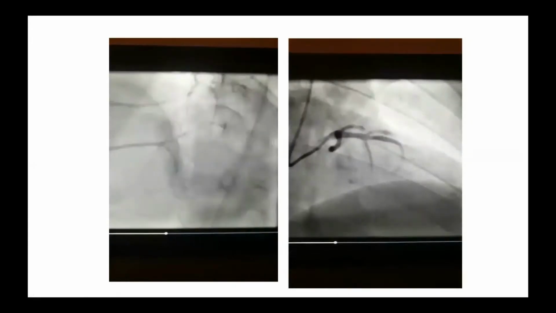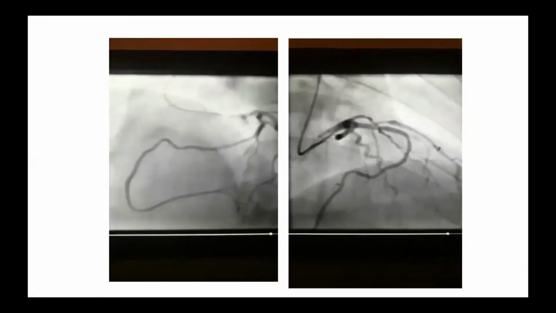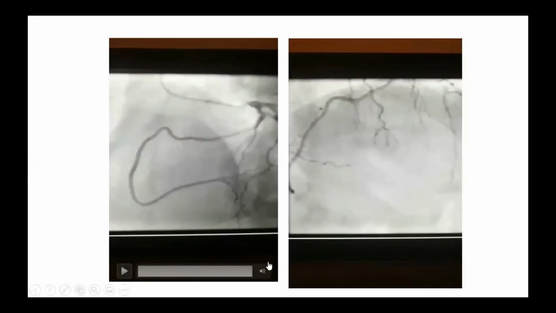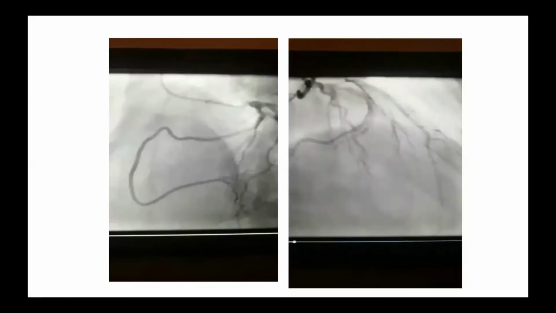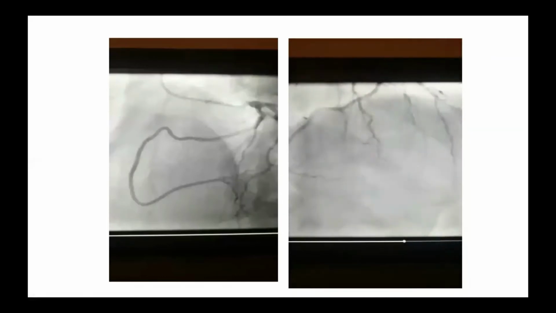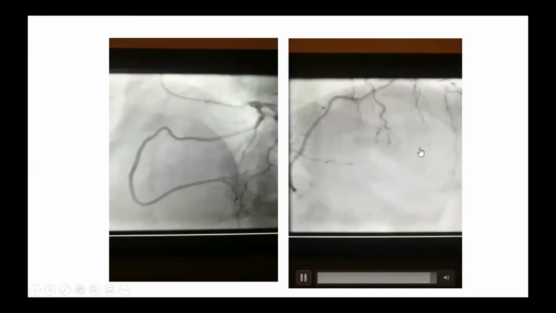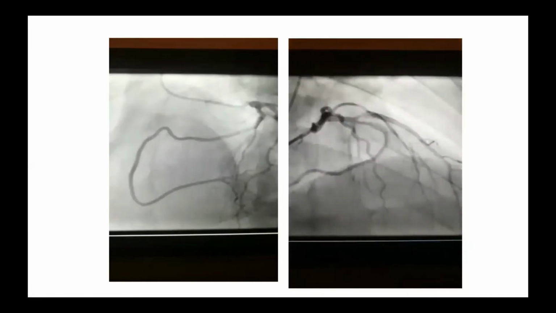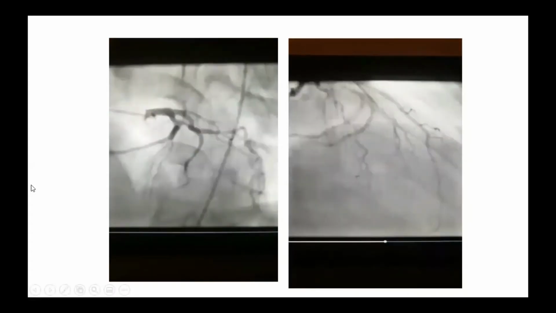What's your diagnosis here? Okay, there is distal stenosis. First, I have to look for the stent, but the image is not that clear. Anything very obvious in this one?